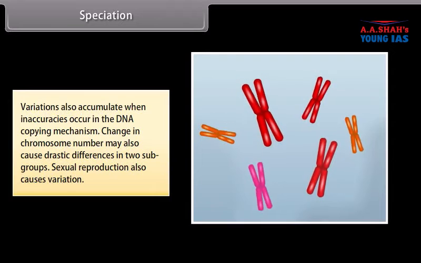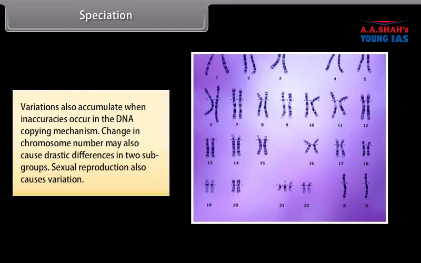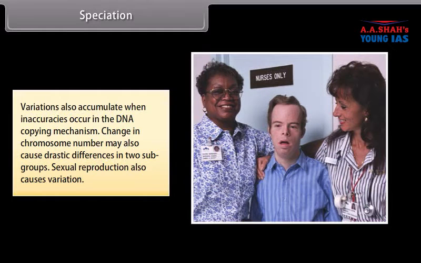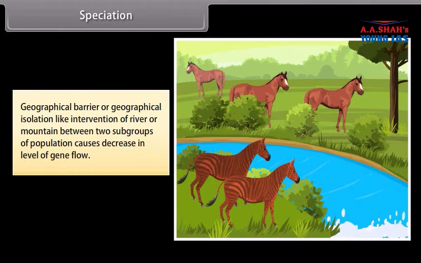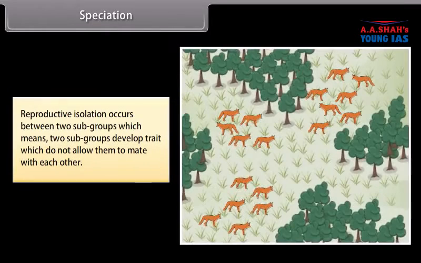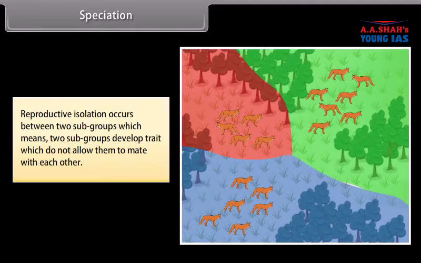Variations also accumulate when inaccuracies occur in the DNA copying mechanism. Change in chromosome number may also cause drastic differences in two subgroups. Sexual reproduction also causes variation. Geographical barrier or geographical isolation, like intervention of a river or mountain between two subgroups of a population, causes decrease in level of gene flow. Reproductive isolation occurs between two subgroups, which means two subgroups develop traits which do not allow them to mate with each other.